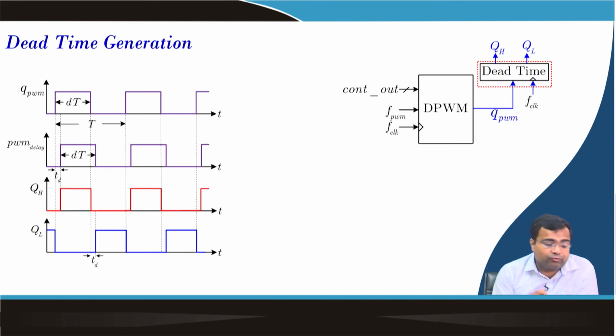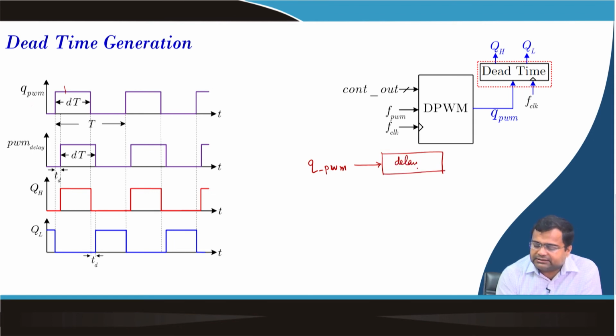We are delaying this PWM signal. That means, if I pass this QPWM through a delay block, and this delay should be customizable, then we are talking about the PWM delay. So, the signal is named and you can see it is delayed. Now, if you look at this waveform, how do you synthesize?